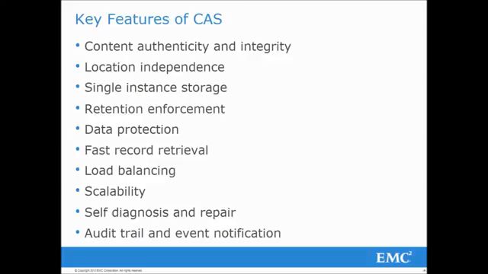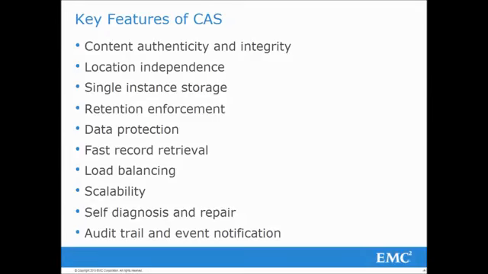Content integrity. It provides assurance that the stored content has not been altered. CAS uses a hashing algorithm for content authenticity and integrity. If the fixed content is altered, CAS generates a new address for the altered content, rather than overwriting the original fixed content.